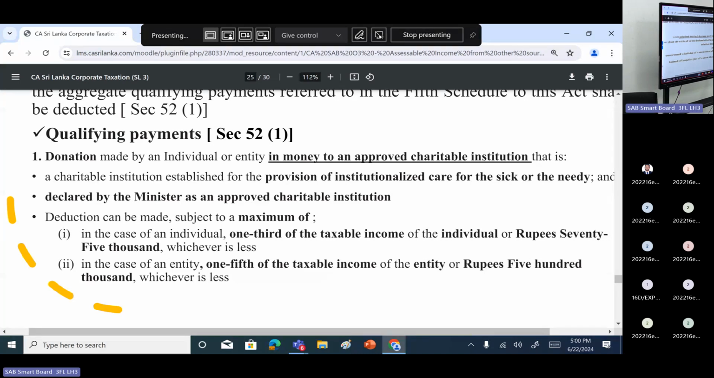Taxable income, right? We are deducting qualifying payment and relief from assessable income. But the law says 1/5 of the taxable income or 1/3 of the taxable income. That is as per the law. After deducting qualifying payment and relief, you are getting taxable income, but the law says 1/3 of taxable income and 1/5 of the taxable income. Remember that, right? In my view, it is a mistake done by the legislature.